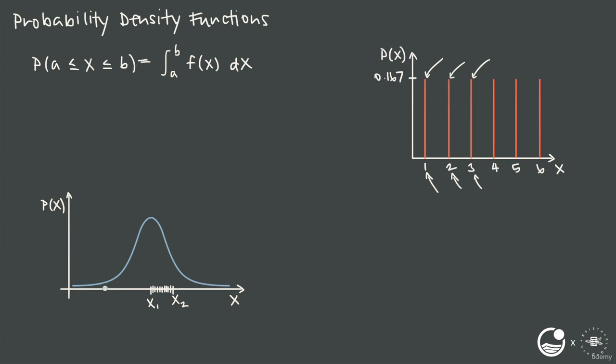So let's say, for instance, that the probability density function associated with this continuous random variable, which we've sketched here, maybe models finishing times for a standardized test.